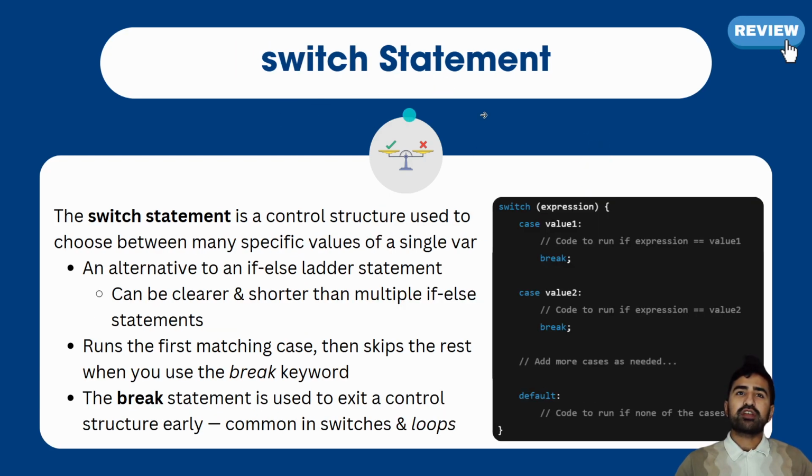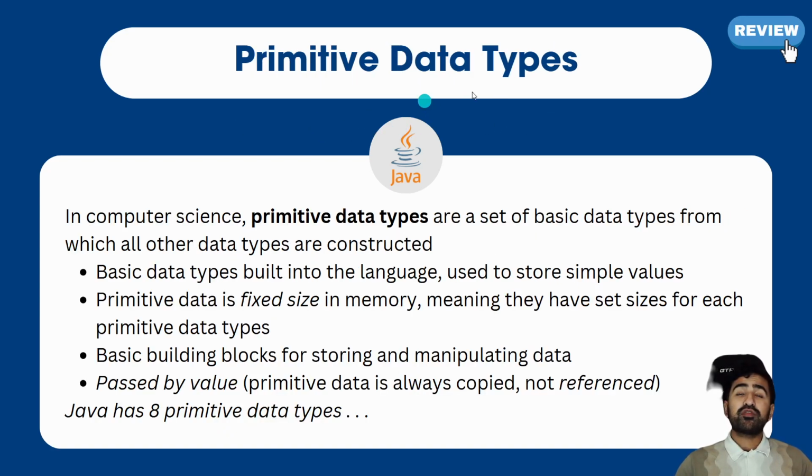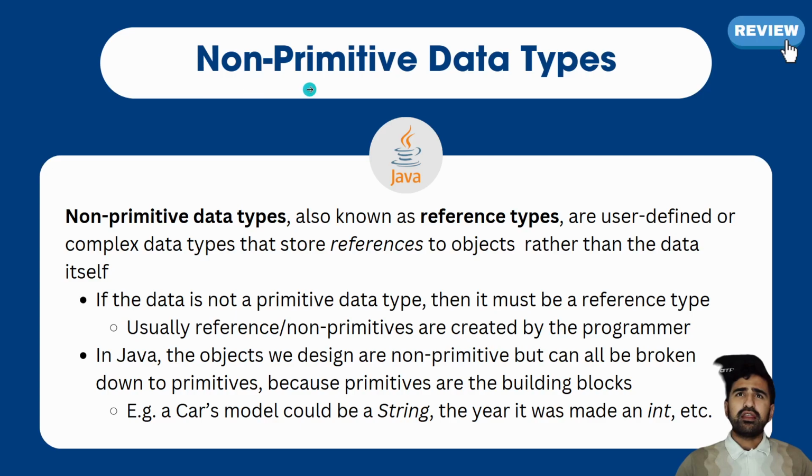Switch statement, another example of a control structure that can make decisions right in your code. Looping statements, another control structure. Primitive data type. So we're going to revisit data types because it turns out for methods, much like variables, we have to tell them what type to input, to output, etc. And then non-primitive data types, as we get closer and closer to writing our own classes, we're going to be writing our own non-primitives, right?